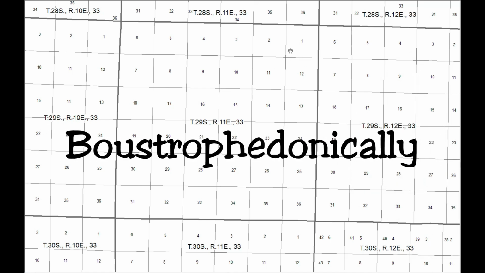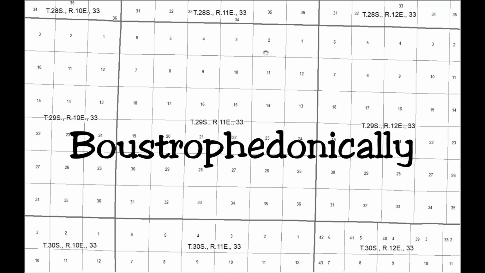Now we're going to look at just how this works, and you'll notice that the first section is in the upper right, and they move left in number: 1, 2, 3, 4, 5, 6. Then right below number 6 is number 7, and then they move right, and then right below number 12 is number 13, and they move left again. This is by far the coolest word you will learn in this class. This is known as moving boustrophedonically.